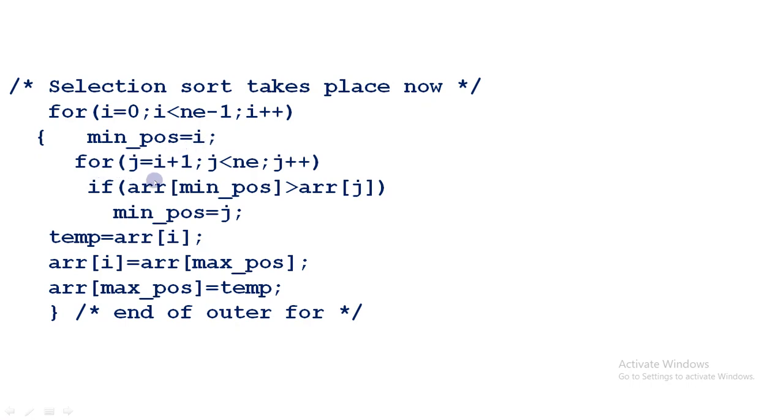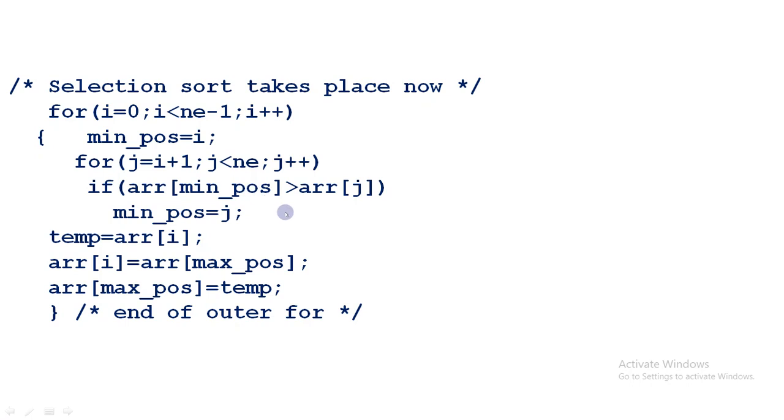Now the comparison should start from the first element, because the zeroth element is assumed to be the minimum valued element. Therefore, the comparison for finding the real minimum valued element and its position should start from I plus 1. In the second iteration, it is from the second position, in the third iteration from the third position, because the iteration starts from 0, it will never start from 1. So J equal to I plus 1, the finding of the real minimum valued element starts from the first position in the first iteration. In arrays the positioning starts from 0, so I plus 1, and it has to go up to the last element. Therefore, J less than n, J plus plus.